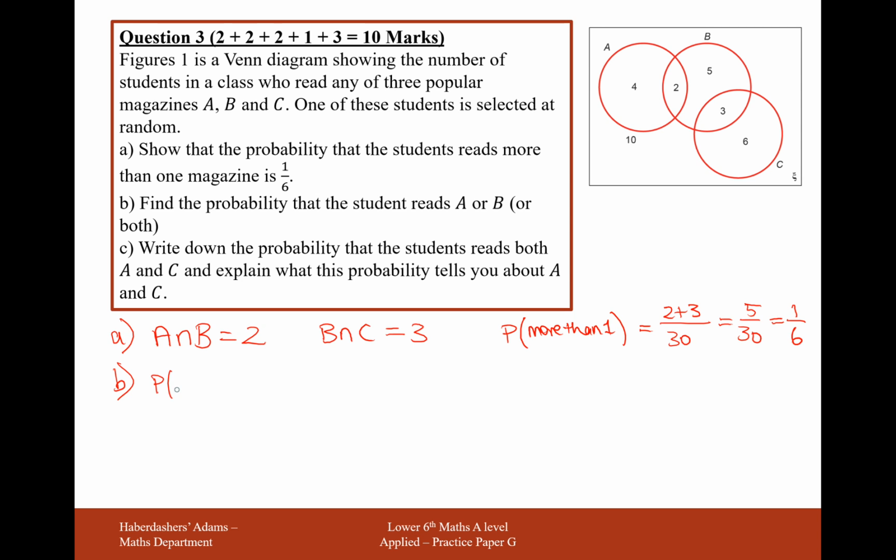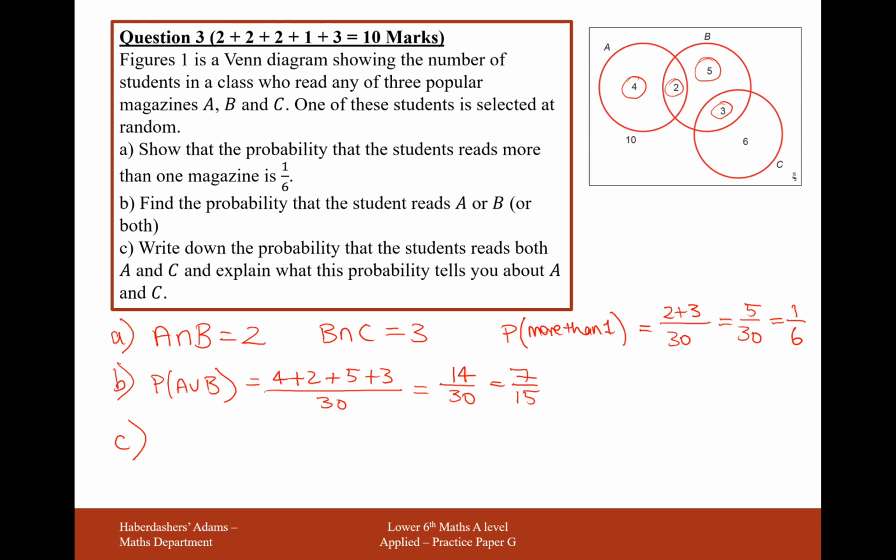So the probability of reading A or B is going to be equal to any of these 4 students, any of these 2 students, any of these 5 students, and still within the circle of B, these 3 students as well. So we can count those. Even though they read magazine C, they can read it or not. We don't really mind. So it's any of the 4 plus the 2 plus the 5 people plus the 3 people over the 30 people in this class, which gives us 14 over 30 or 7 over 15.